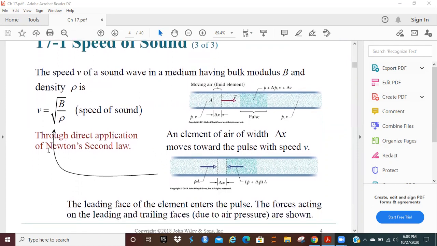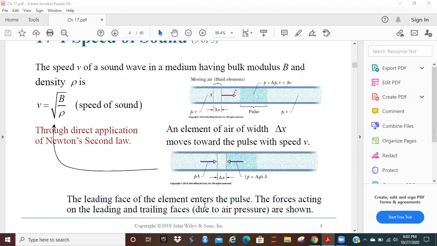So through direct application of Newton's second law, we can come up with this. The leading face of the element enters the pulse, and the forces acting on the leading and trailing faces are shown. So you can see pressure times area right here, and then you can see the pressure and a little bit additional to that times the area over here. So you can see that change there.